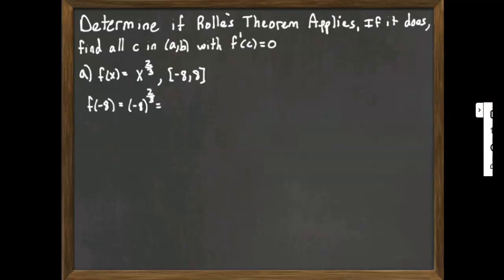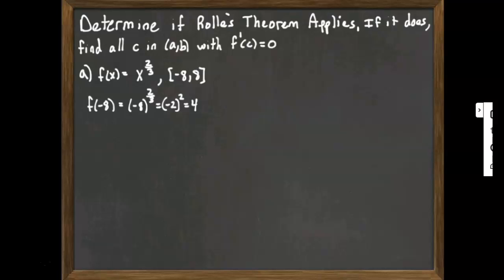Now remember, 2/3, the fractional part with the third, that's a cube root. So that's the cube root of -8, then raise that to the second power. Or you could take -8, raise it to the second power, and then do the cube root. It actually works either way. Here I'm going to do the cube root of -8 first. That leaves me with -2 to the second power, and -2 to the second power is 4. So f of -8 is 4.